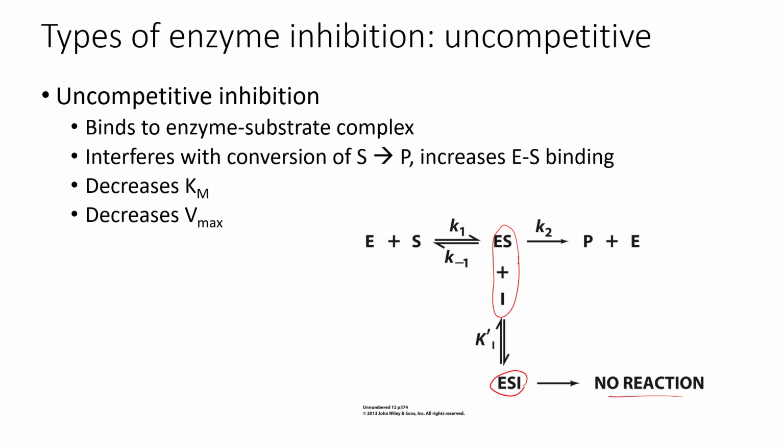And so this type of inhibition is going to be interfering with the conversion of substrate to product. At the same time, it's also actually going to increase the binding of enzyme and substrate to each other, which might be a little bit counterintuitive at first. So let's talk about how that happens.